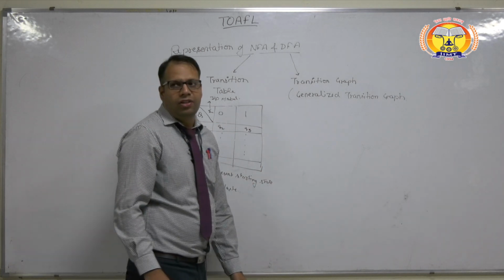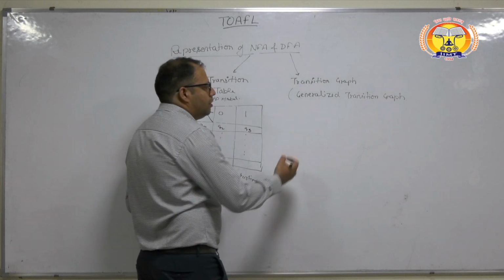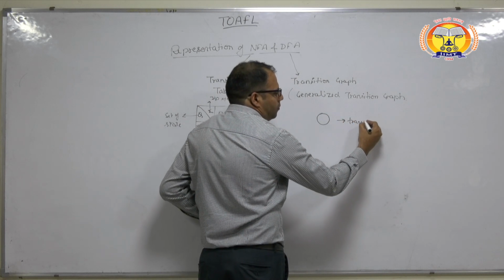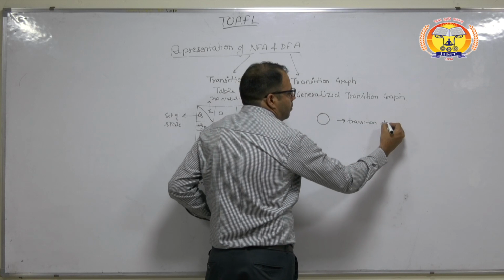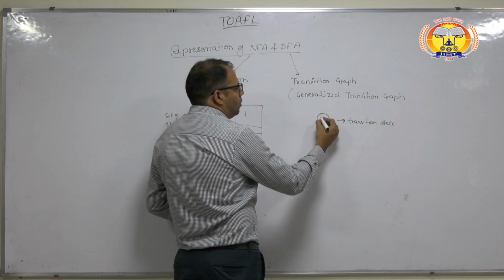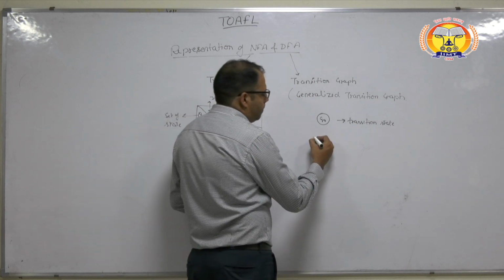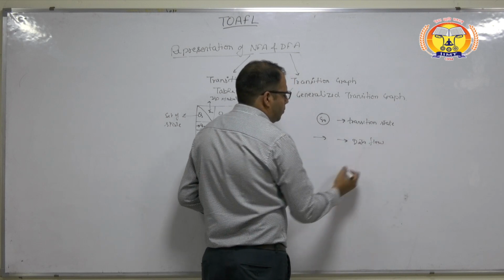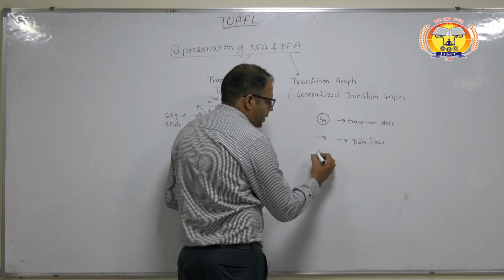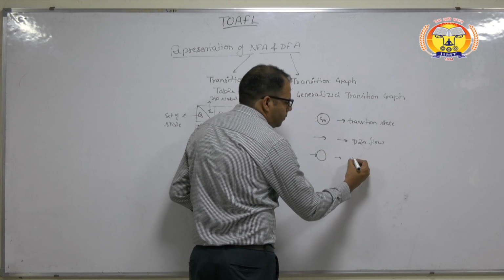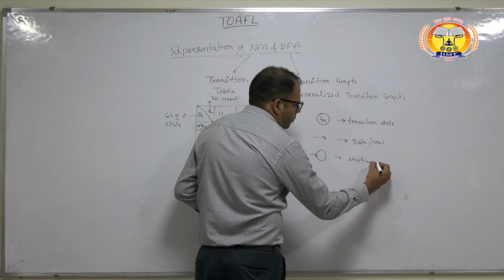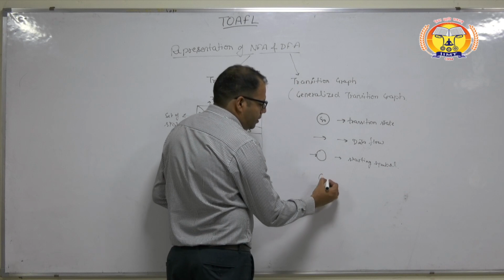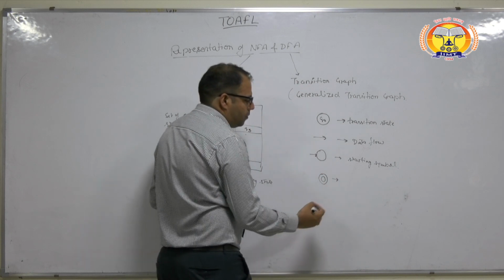Like the transition graph, it will be represented in the form of states, transition states like Q0. The arrow represents the data flow. This state with the arrow will be represented as the starting state. And the double circle is known as the last state.